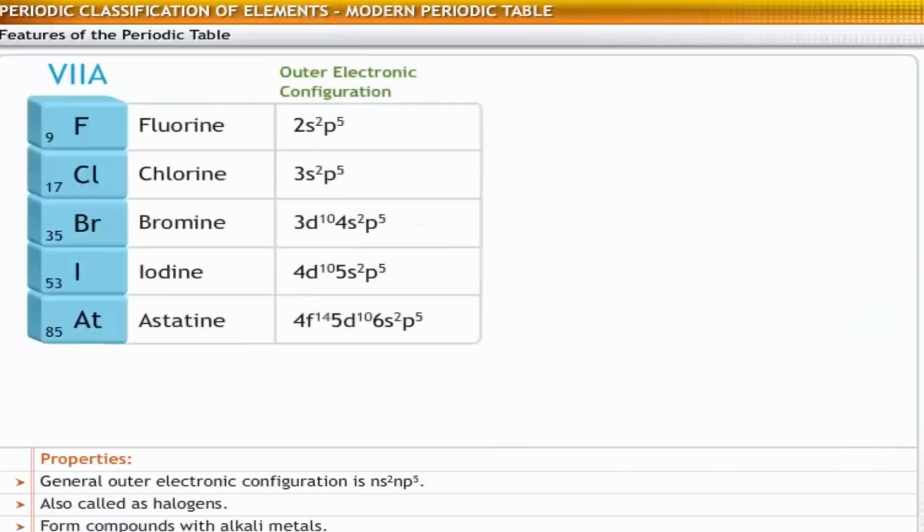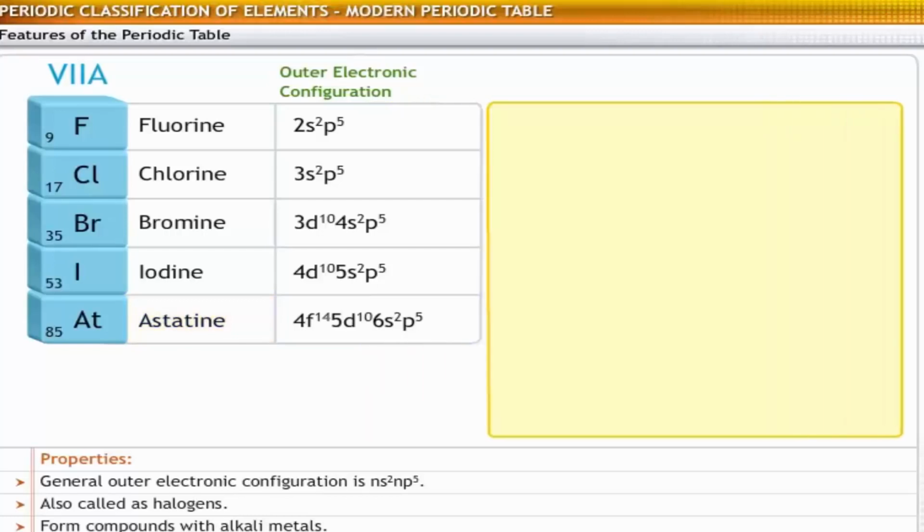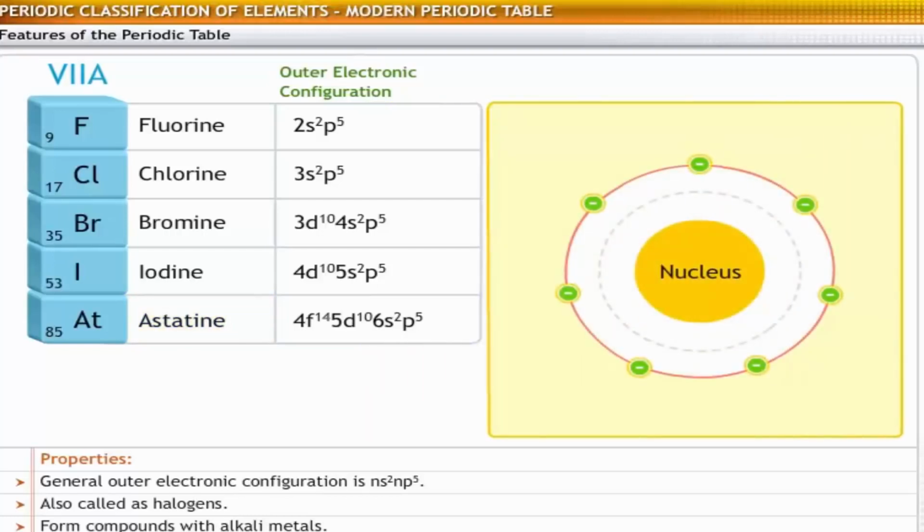Group 7, the group of halogens, is next. The elements of group 7 are fluorine, chlorine, bromine, iodine, and astatine. They contain 7 valence electrons, and hence their general outer electronic configuration is ns2np5.